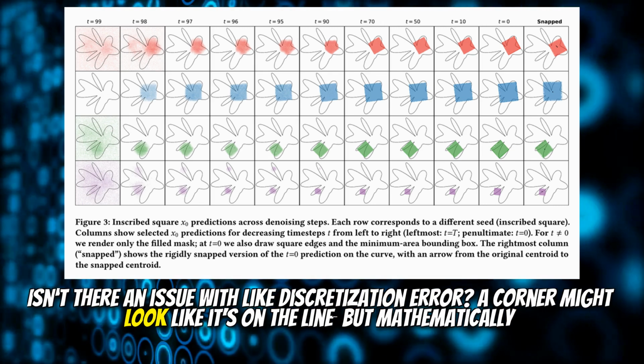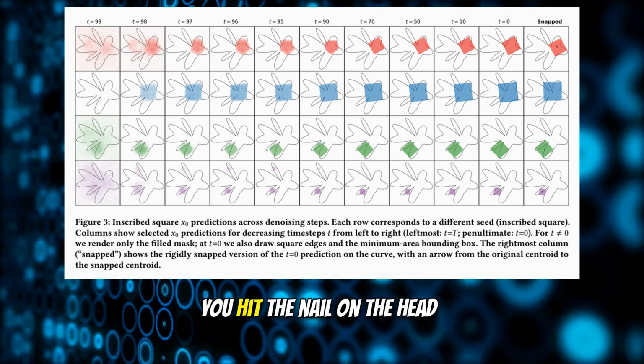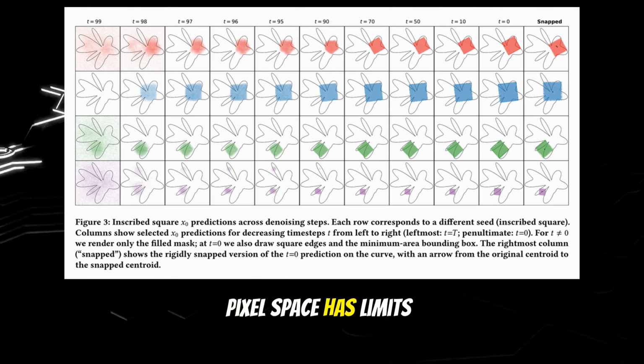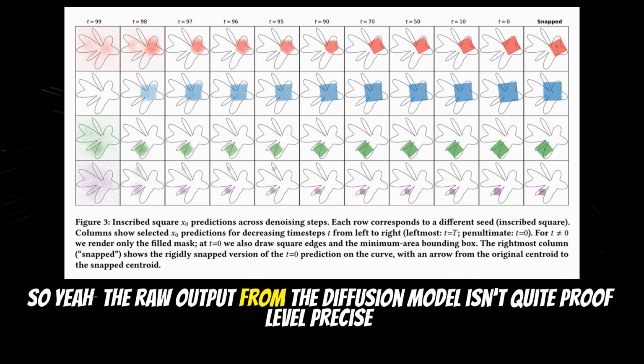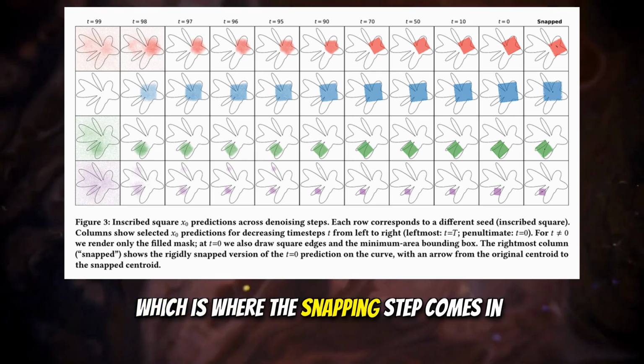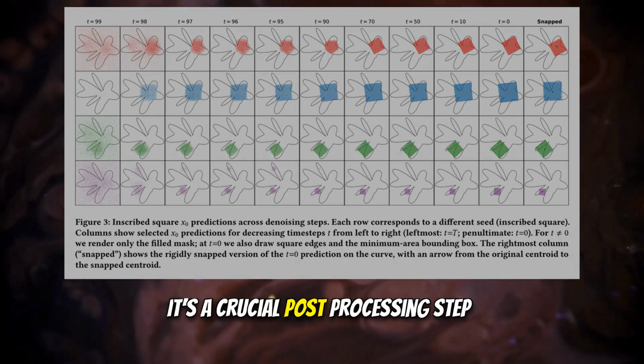A corner might look like it's on the line, but mathematically. You've hit the nail on the head. Pixel space has limits. You lose that sub-pixel accuracy. So, yeah, the raw output from the diffusion model isn't quite proof-level precise. Which is where this snapping step comes in. Exactly. It's a crucial post-processing step.